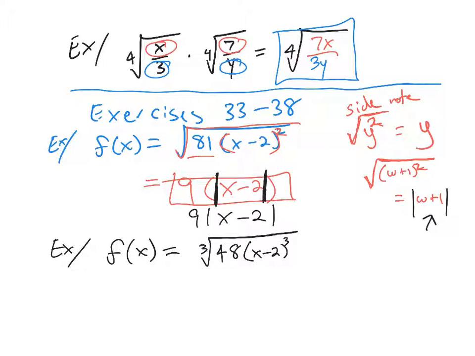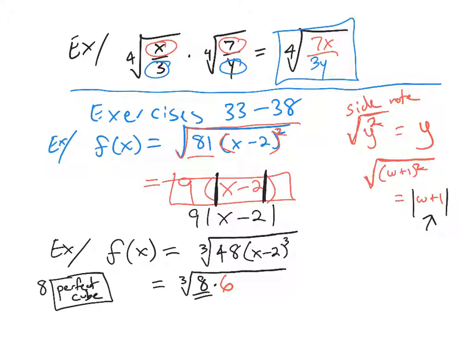So what do I mean? Let's go ahead and do this. The 48, I'm going to rewrite it so that it becomes 8 times 6. And the 6, let me make it red because the 6 is not a perfect cube. The reason I broke it down into 8 times 6 is because 8 is a perfect cube. I know the cube root of 8. What's the cube root of 8? It's just 2, because 2 times 2 times 2 equals 8. And this x minus 2 cubed stays the same.